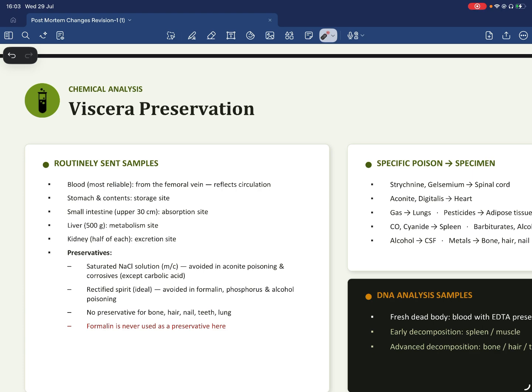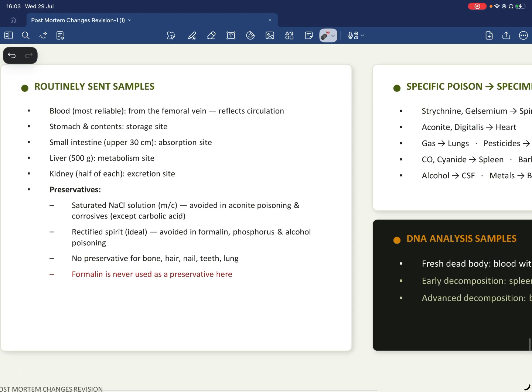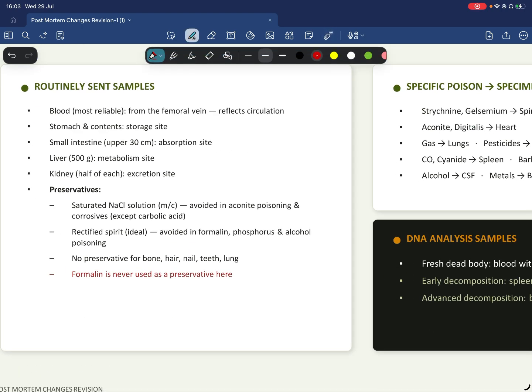The preservatives used are saturated sodium chloride solution. It is avoided in aconite poisoning and corrosive poisoning, except carbolic acid. Rectified spirit is avoided in formalin, phosphorus, and alcohol poisoning. No preservative is used for bone, hair, nail, teeth, or lung. Formalin is never used as a preservative.